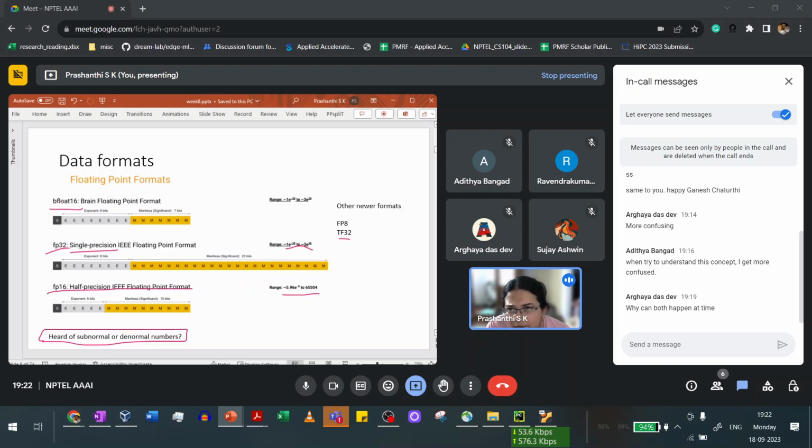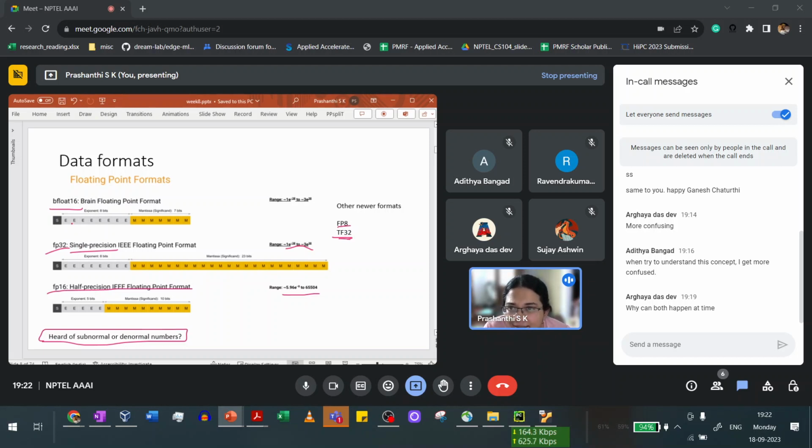So these are all vendor proposed formats, right? For instance, bfloat was proposed by Google, mainly for things that run on their TPUs. Similarly, TF32 I think was proposed by NVIDIA. FP8 was proposed by a bunch of people. These are all newer formats.